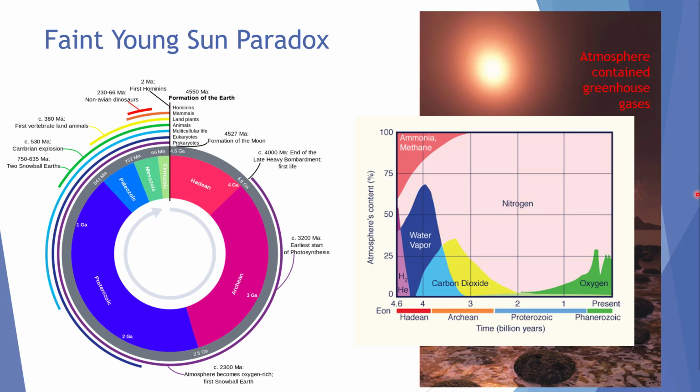And this is a look at how Earth's atmosphere has changed over time. This is what it looks like today. It's mostly nitrogen and oxygen, but back then we didn't have any oxygen yet, not much nitrogen, and we had a lot of ammonia and methane, and a lot of water vapor too. And water vapor and methane especially are really strong greenhouse gases.